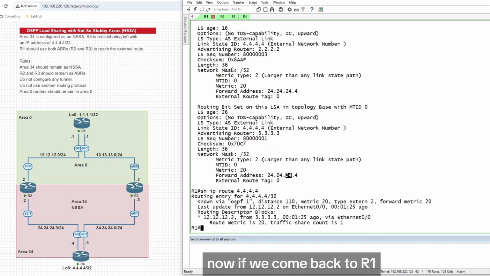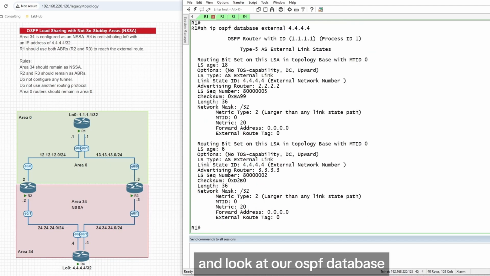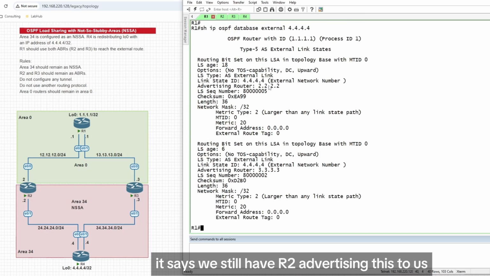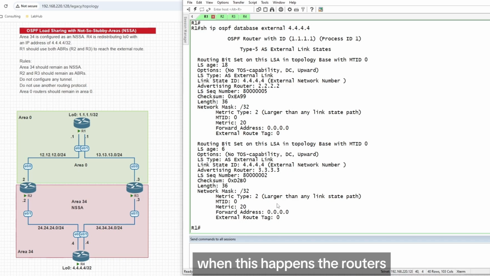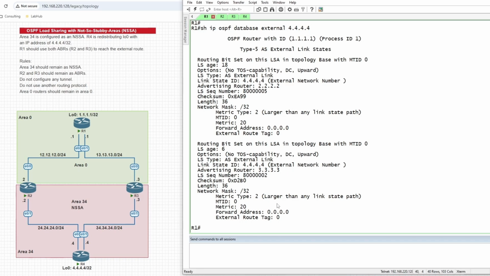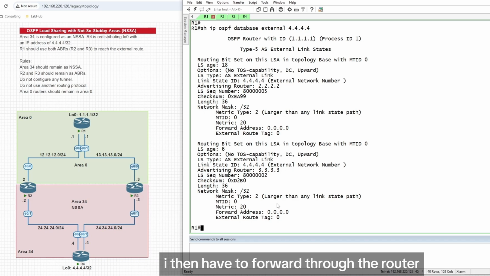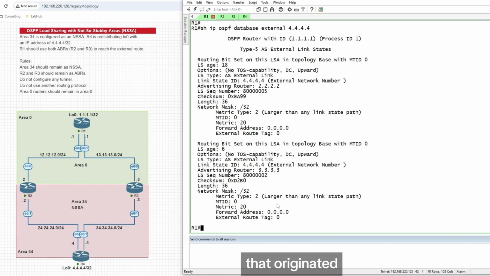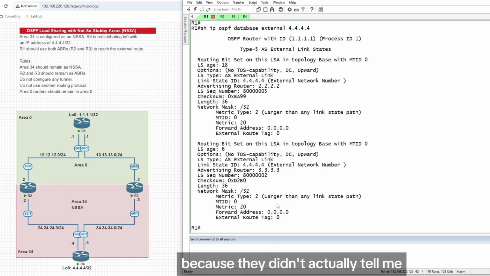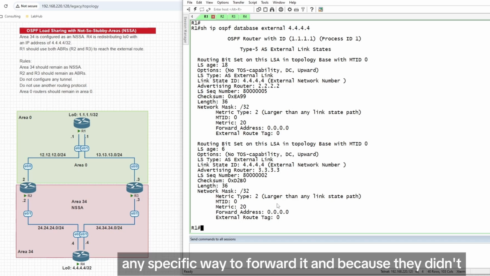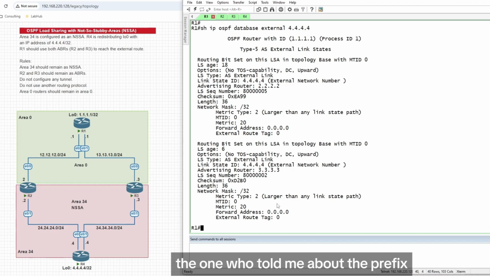Now if we come back to R1 and look at our OSPF database, it says we still have R2 advertising this to us, we have R3 advertising this to us, but our forwarding address is suppressed. So we are using our default of 0.0.0.0. When this happens, the routers will then have to think, okay, because I don't have an explicit forwarding address, I then have to forward through the router that originated, or that advertised, to be specific, this prefix to me, because they didn't actually tell me any specific way to forward it. And because they didn't, my only option is to go through the one who told me about the prefix.